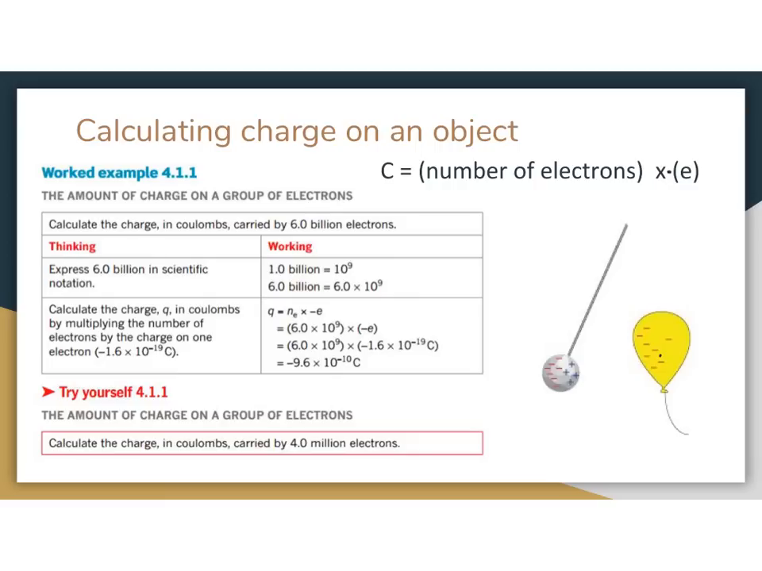And so here's an example where they're looking at, calculate the charge in coulombs carried by 6.0 billion electrons. Well, 1 billion is 10 to the 9. So 6 billion is 6 times 10 to the negative 9.